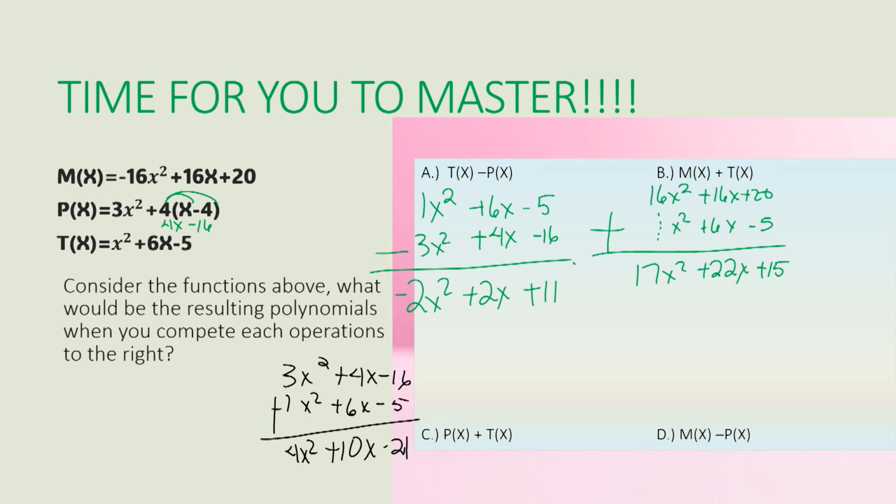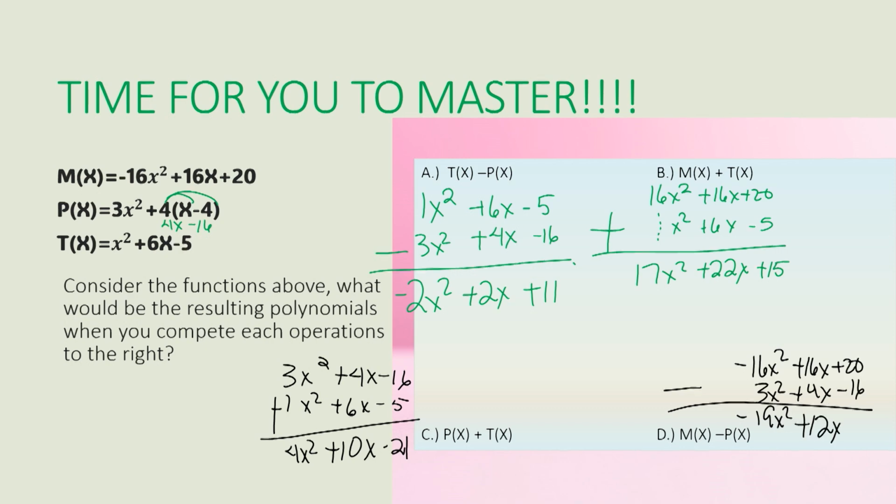Last one. Let's see if we can get it. So I have m of x, negative 16x squared plus 16x plus 20. Then I am subtracting p of x, 3x squared plus 4x minus 16. So I've got negative 16 minus 3, which is going to be my negative 19x squared. 16 minus 4 is going to be my positive 12x. 20 minus a negative 16 is going to be a positive 36.